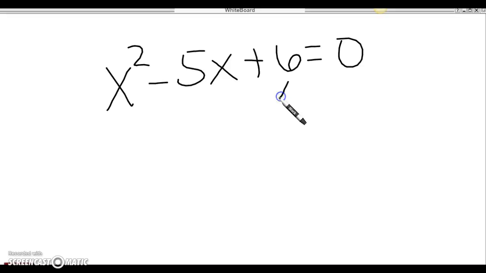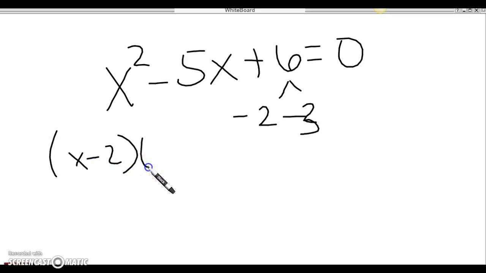Factoring is from a previous section. So I know 2 times 3 gives me 6, and 2 plus 3 gives me 5, but I need a negative 5. So I'll do negative 2 times negative 3, that gives me negative 5, and negative 2 times negative 3 gives me positive 6. So I get x minus 2 times x minus 3 equals 0.